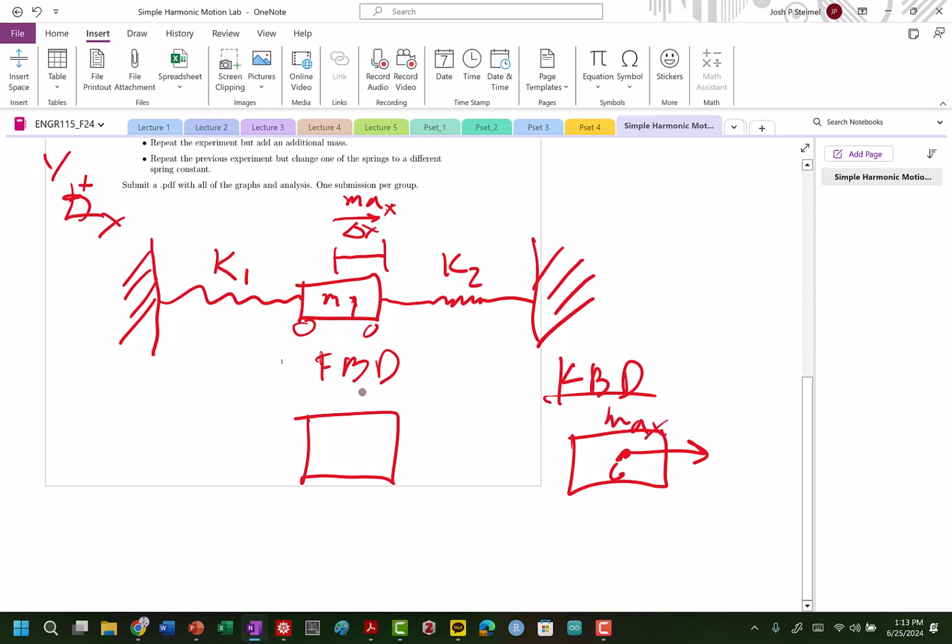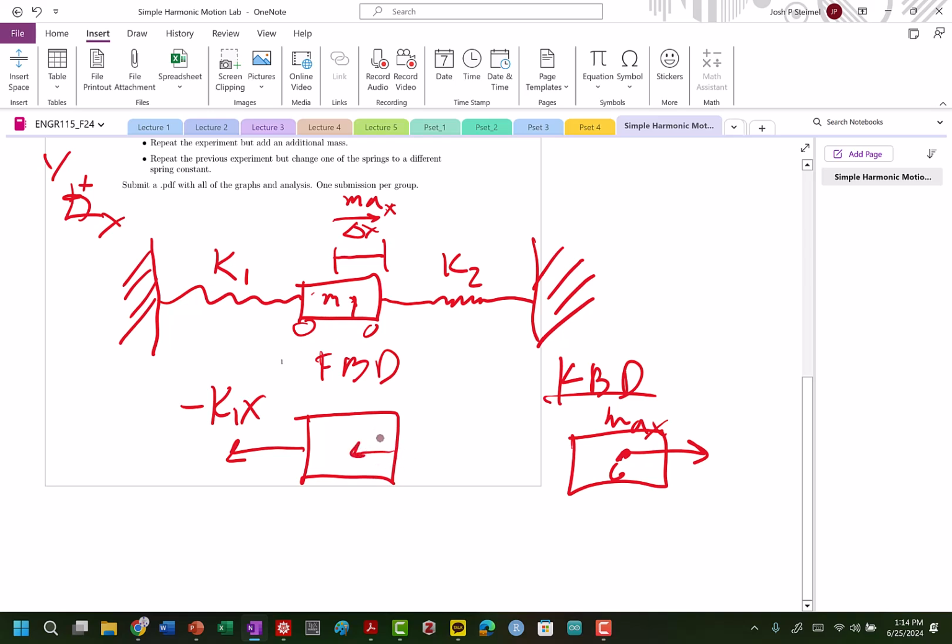Our free body diagram: when we extend the cart like so, there's going to be a force of our spring in this direction. That force is going to be minus K1x, or some delta x effectively. On the other side, when this spring is compressed, if our cart moves here, it is going to be compressed, and it's going to also push in this direction.